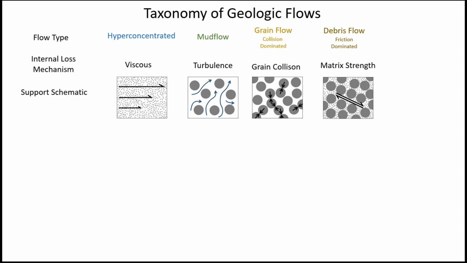A debris flow, by definition, in the taxonomy that we follow, not in every taxonomy, is where you have enough sediment in the system that the energy loss is what we call collision dominated. Basically, the particles ramming into each other is the primary way the fluid loses energy. That's what we call a debris flow, or a grain flow, which is the more technical term.